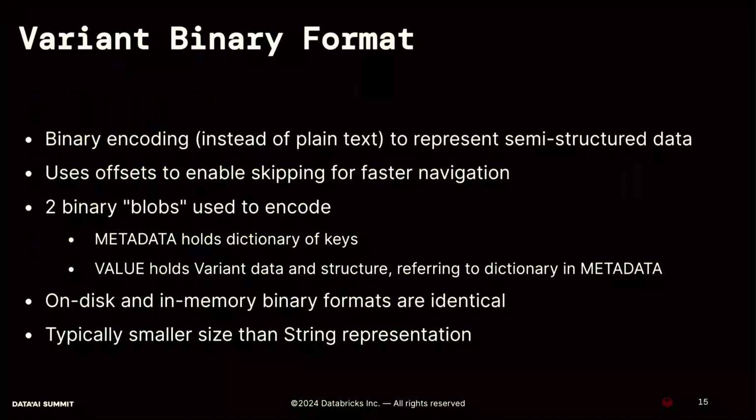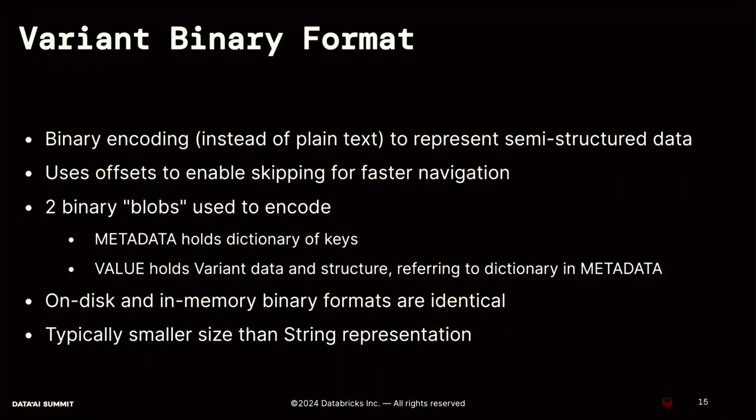Okay, good afternoon, everyone. Today I will be discussing the variant binary format, a method used to represent semi-structured data efficiently. We use an open binary encoding instead of plain text to represent semi-structured data. The key feature of this encoding is that it uses offsets to enable faster path navigation. Each variant entity contains two binary blobs. The first blob, called metadata, holds a dictionary of keys, and the second blob, called value, contains the actual variant data and its structure, which refers back to the dictionary in the metadata.